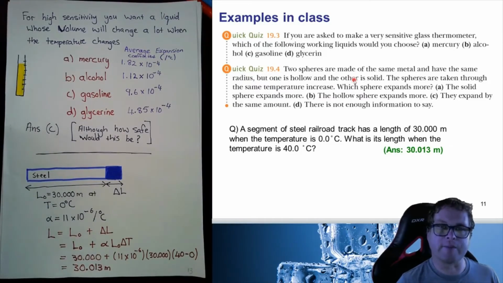If you're asked to make a very sensitive thermometer, which of the following working liquids would you choose in the thermometer? Would you choose A, mercury, B, alcohol, C, gasoline, or D, glycerine?